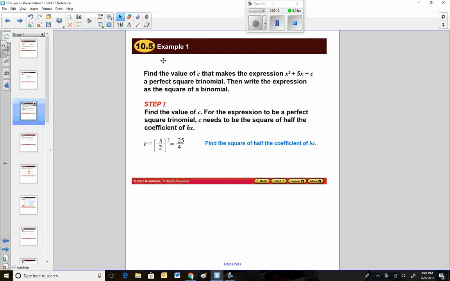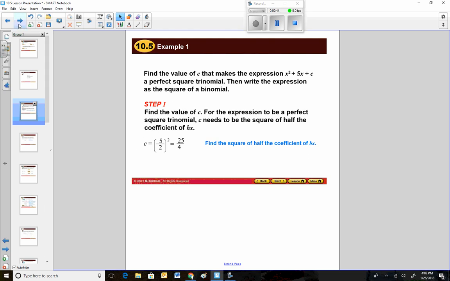Now what's important here is we look at this expression, x squared plus 5x plus c. In order to get the answer, we're going to create c. How do we do that? We take the b term and divide by 2, so 5 divided by 2, and then we square it. So 5 over 2 squared: 5 times 5 is 25, and 2 times 2 is 4. So our c is going to be 25 over 4. That's how we create the square.